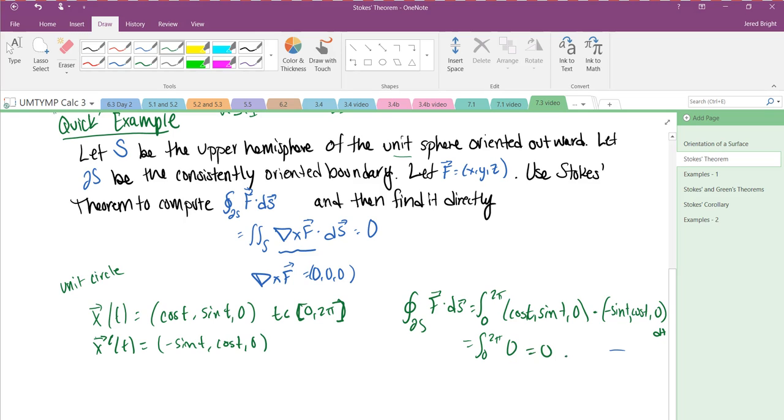All right, so that's just a quick example of how Stokes' theorem can be used, and showing that you get the same thing whether you do the line integral over the boundary directly, or if you use the normal vector. We'll do some more examples in the next video.